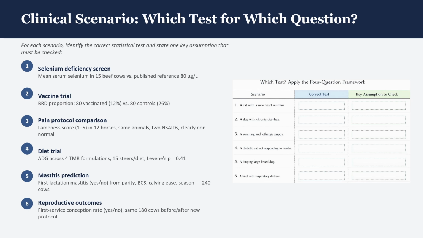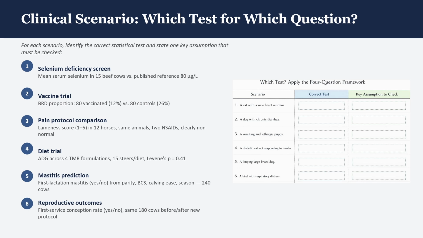Scenario 2, chi-square test or Fisher's exact. 2 independent groups. Binary outcome, yes or no. Calculate expected cell counts: row total times column total divided by grand total for each of the 4 cells. At sample sizes of 80 per group with rates of 12% and 26%, expected counts will all exceed 5, so chi-square is appropriate. If any count were below 5, switch to Fisher's exact.